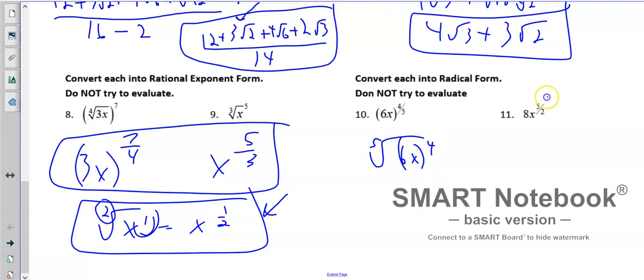Now, notice the 5/2 is only attached to the x. So the most common wrong answer is to do this. The 8 is on the outside. The x is on the inside. The 5 goes here, and the 2 goes here.